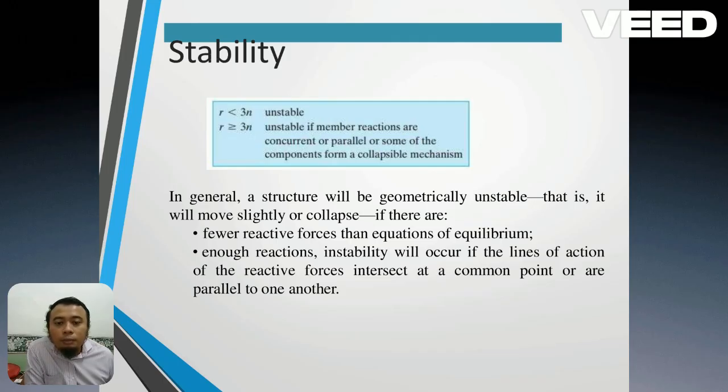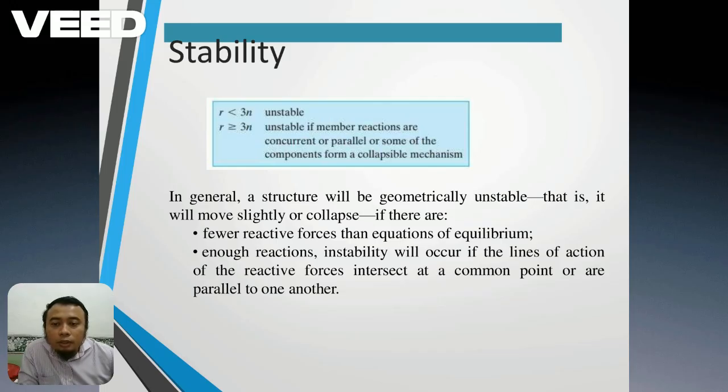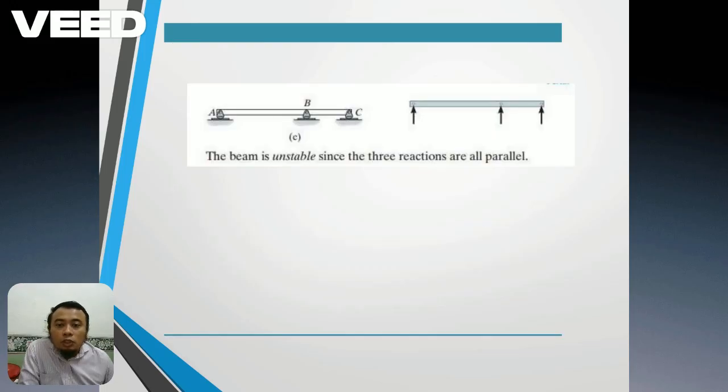So if the reactions are parallel to one another or intersect, for example when you have a support at an angle, the reaction forces intersect at a common point. This is an example of an unstable beam. The beam is unstable since the three reactions are all parallel. You have parallel reaction forces at A, B, and C because all are rollers.